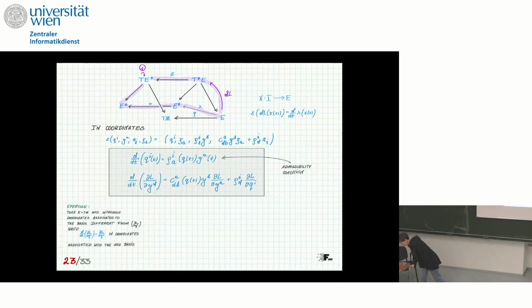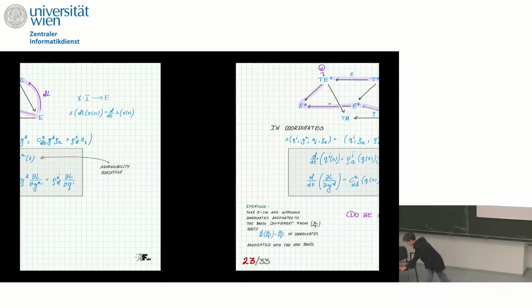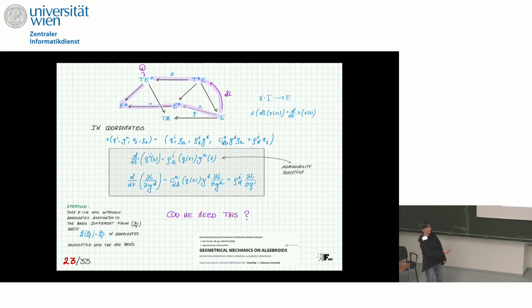If we want to be sure that this is what we really need, we can do the exercise. Take E equal to TM. Instead of the usual coordinates with dot, introduce different bases on the tangent bundle, and just change the coordinates using these different bases, and try to express the usual Euler-Lagrange equation in these different bases. You will get things like that. The details can be found in this paper, Geometrical Mechanics on Algebroids.